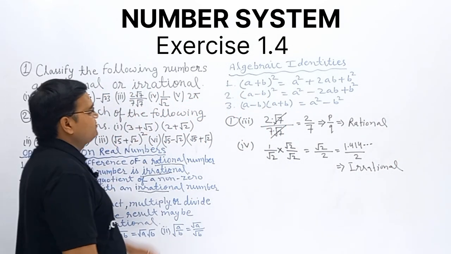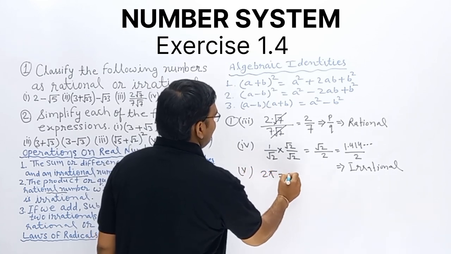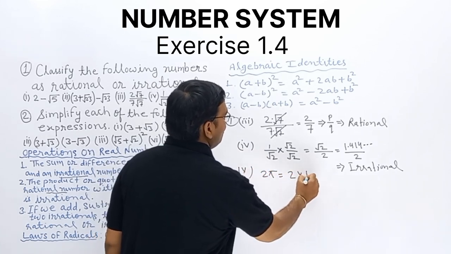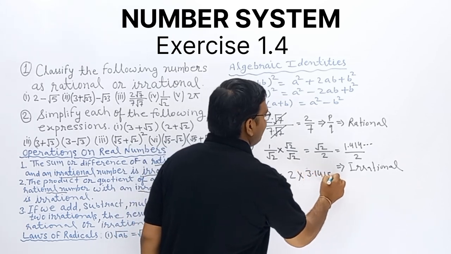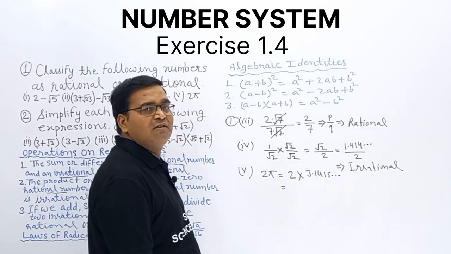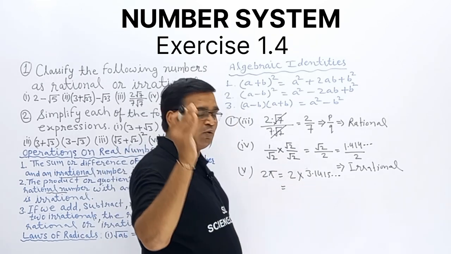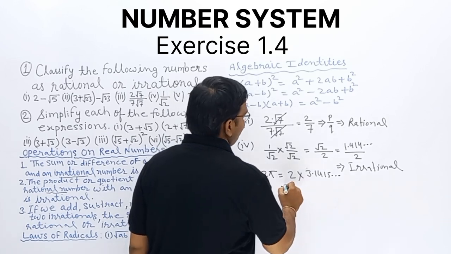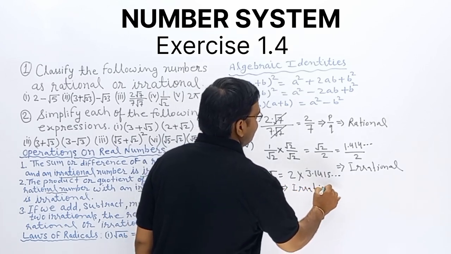Now the last one, the fifth one, 2 pi. 2 into, what is the value of pi? 3.1415 something. Once we multiply this one, we are getting what? We are getting a non-terminating, non-repeating value. So this will be what? Irrational. This will be irrational.